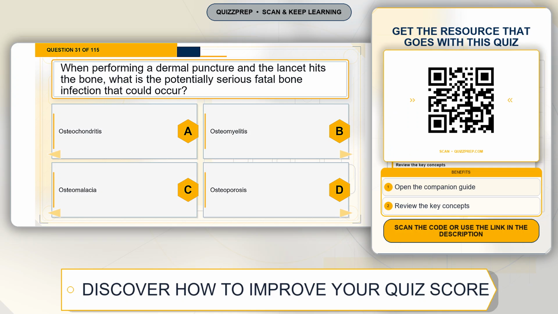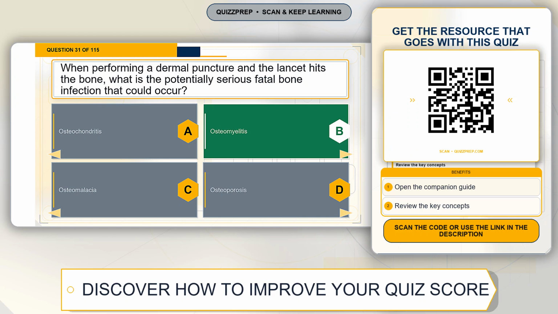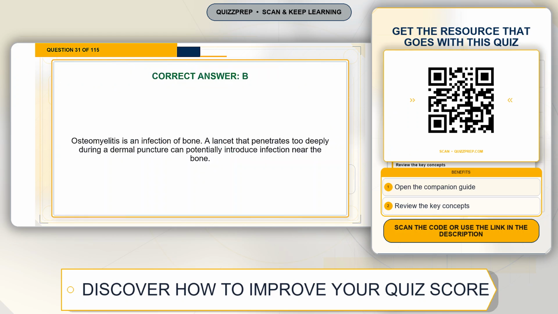Question 31. When performing a dermal puncture and the lancet hits the bone, what is the potentially serious fatal bone infection that could occur? Option A, osteochondritis. Option B, osteomyelitis. Option C, osteomalacia. Option D, osteoporosis. The correct answer is option B, osteomyelitis. Explanation. Osteomyelitis is an infection of bone. A lancet that penetrates too deeply during a dermal puncture can potentially introduce infection near the bone.